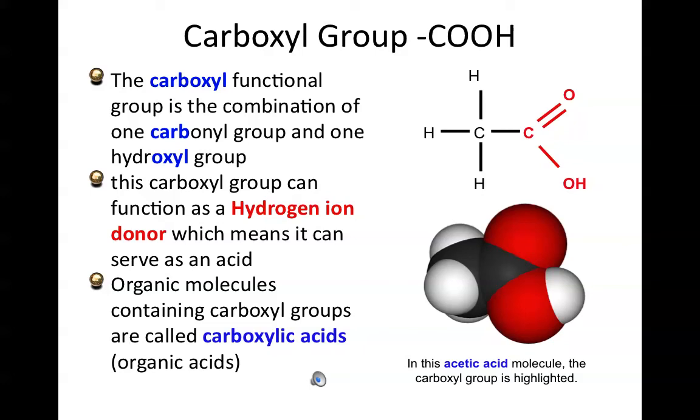The carboxyl functional group can serve as a hydrogen ion donor, which is a type of definition for an acid. The hydrogen that's part of this functional group in certain conditions can be transferred to a different molecule. Whenever we see this carboxyl functional group on an organic molecule, we automatically assign an acid property to that organic molecule, or we might generally describe it as an organic acid.